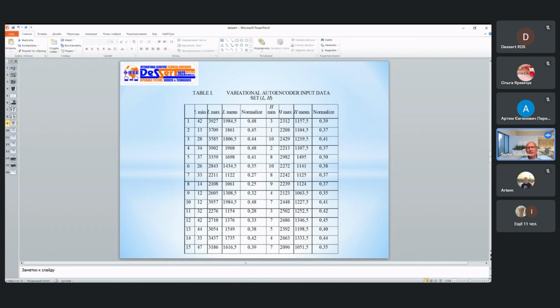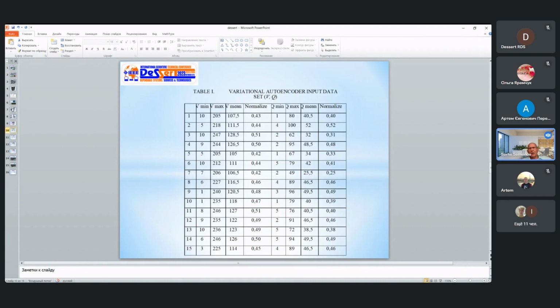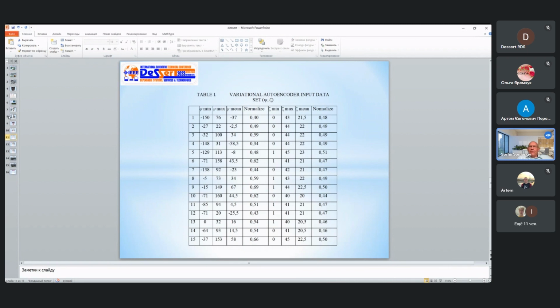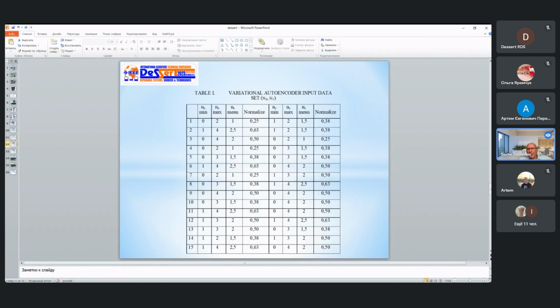Next slide. It is the variational autoencoder input data set LH. It is the variational autoencoder input data set VQ. It is the variational autoencoder input data set next E, and the variational autoencoder input data set NX and Y.